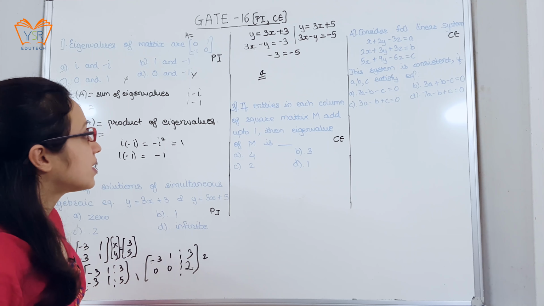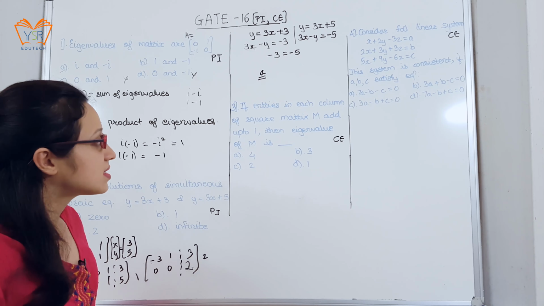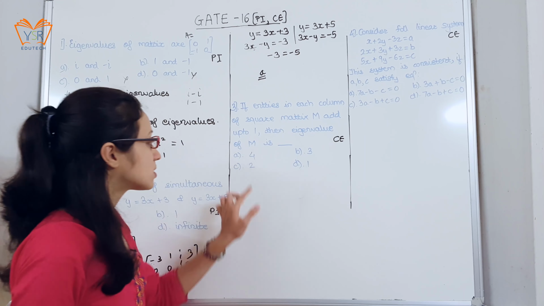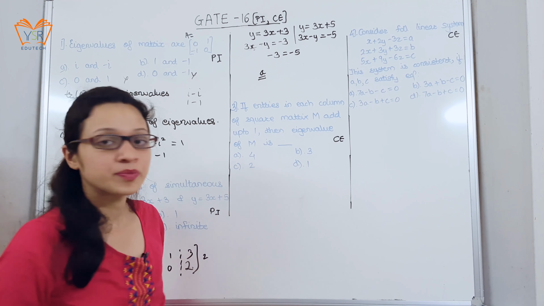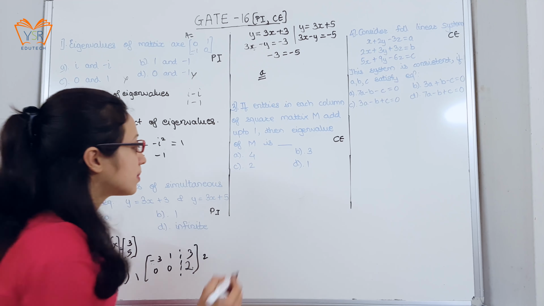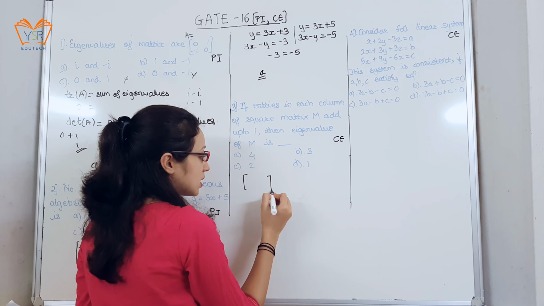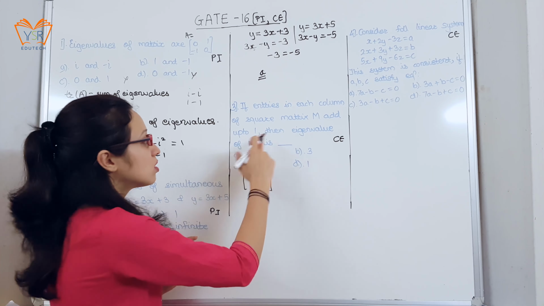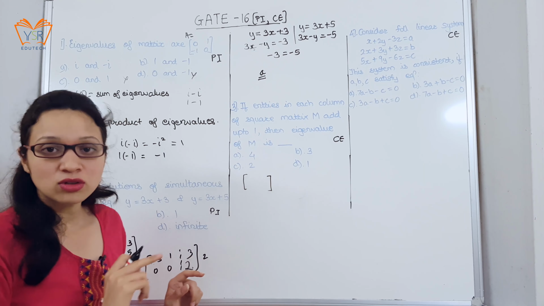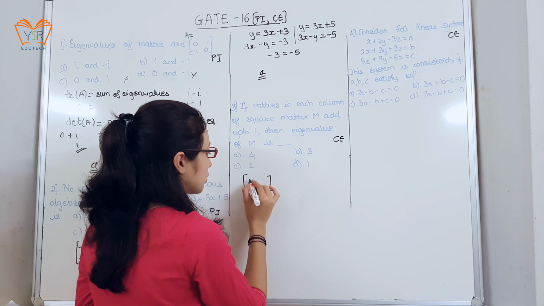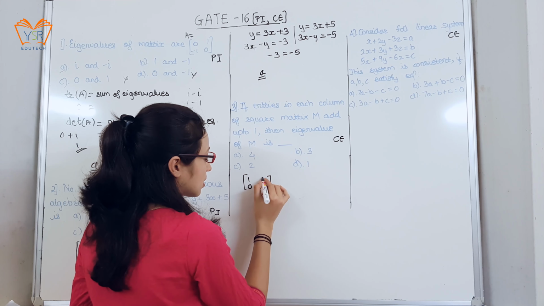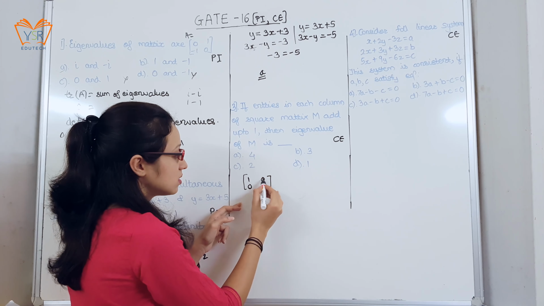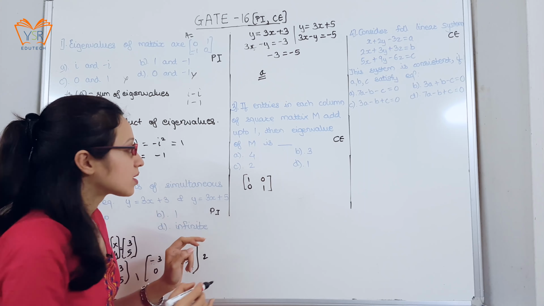Third question: if the entries in each column of a square matrix M add up to 1, then an eigenvalue of M is. Options are 4, 3, 2 and 1. Now let us consider a matrix M. The condition is that the addition of the elements in each column should be equal to 1. Let us consider any 2 by 2 matrix. I'll take this matrix. So the addition of the first column is 1 plus 0, 1, and 0 plus 1, 1.